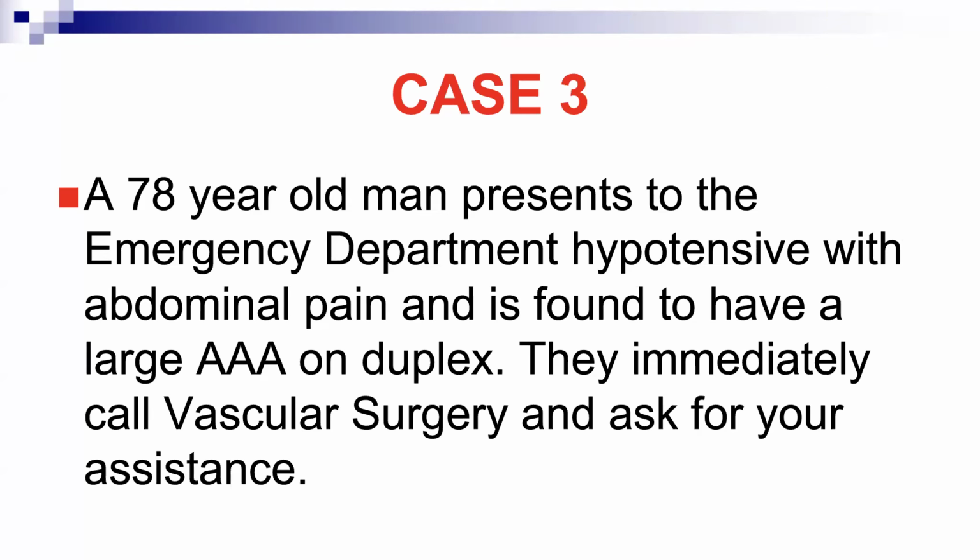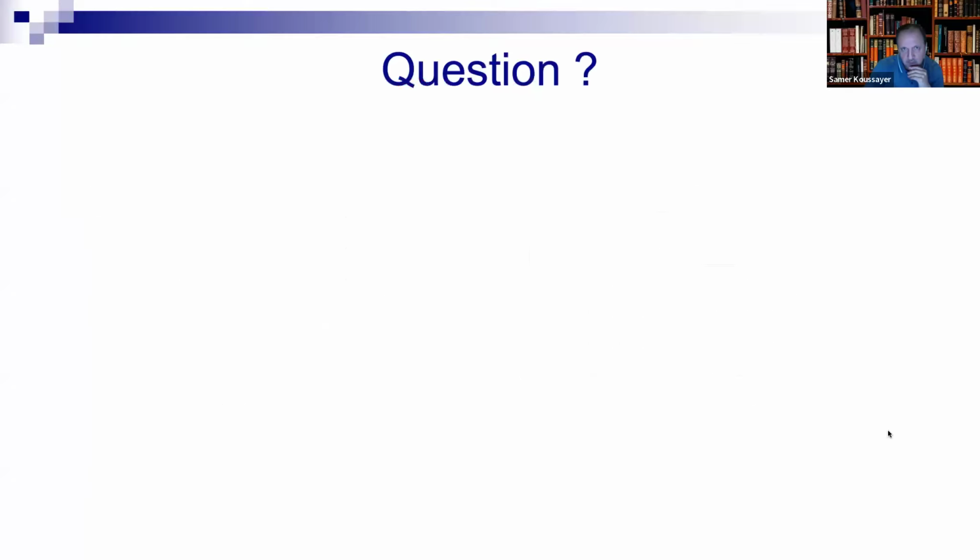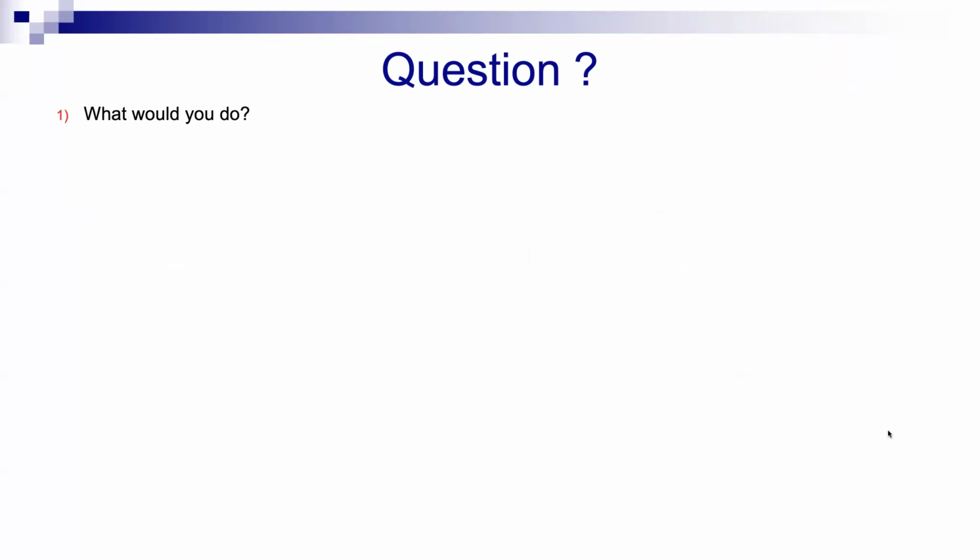A 78-year-old man presented to the emergency department hypotensive with abdominal pain and is found to have a large AAA on duplex. They immediately called the vascular surgeon and asked for your assistance. Okay, so the first question I ask you: exactly what would you do? So they call you to the emergency room, the patient is hypotensive with abdominal pain, who has a large AAA on duplex. So what do you do first?